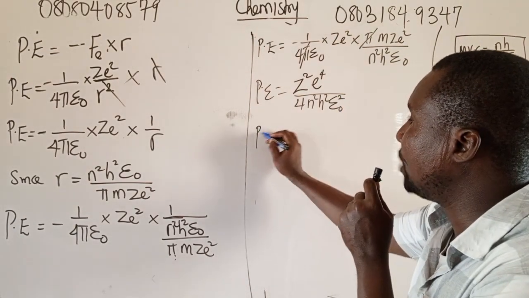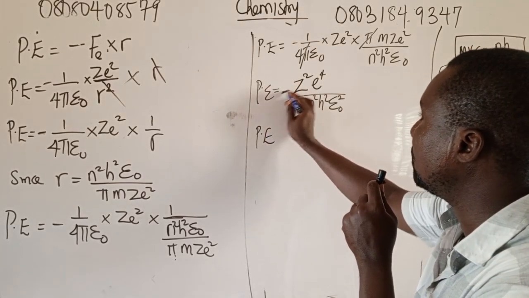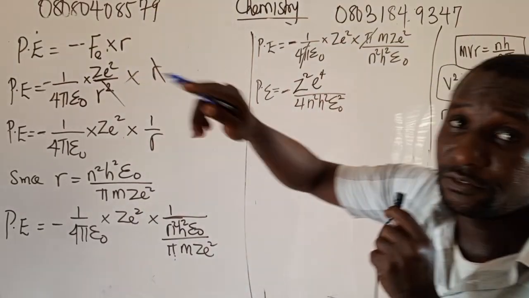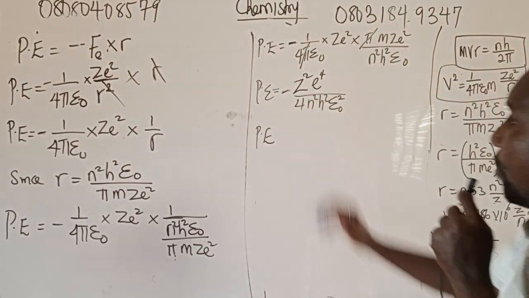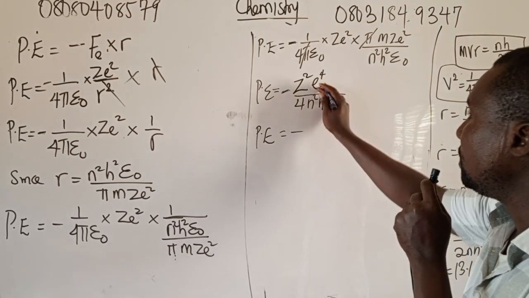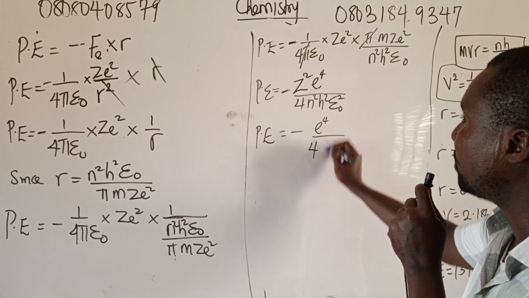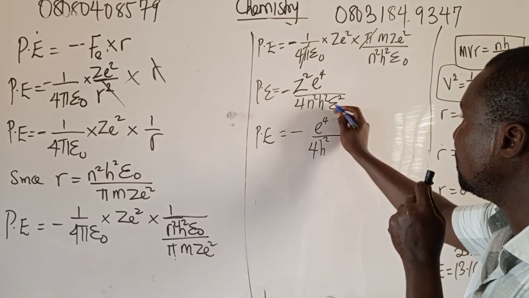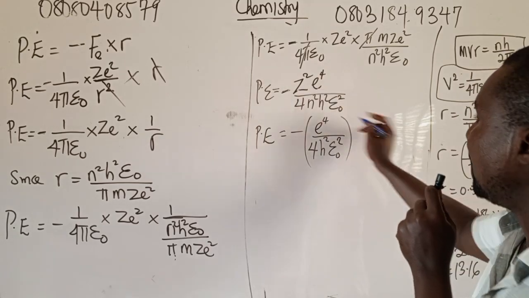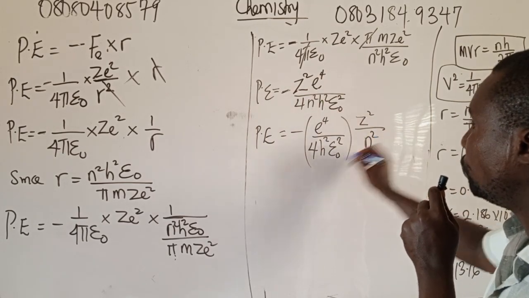We have potential energy. Don't forget the negative sign. I told you the negative sign, and I gave you the reason for the negative sign. Then from here, we have minus, collect the constants. E is a constant. E raised to power 4 over 4 is a constant. H is a constant. Epsilon is a constant. You have this. Then Z, atomic number, over n, number of shell, raised to power 2.